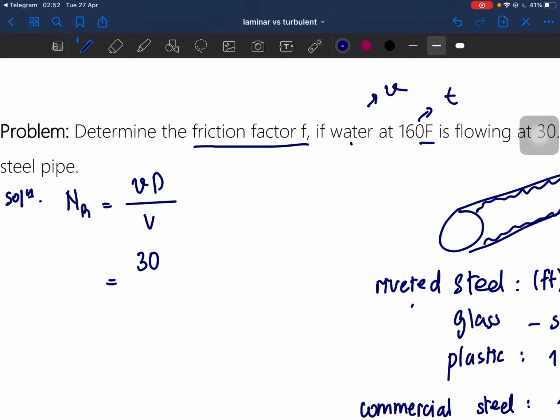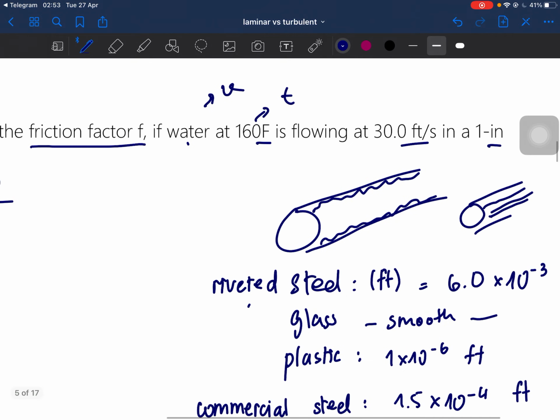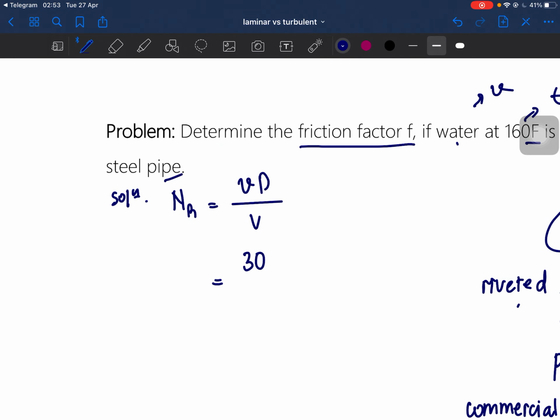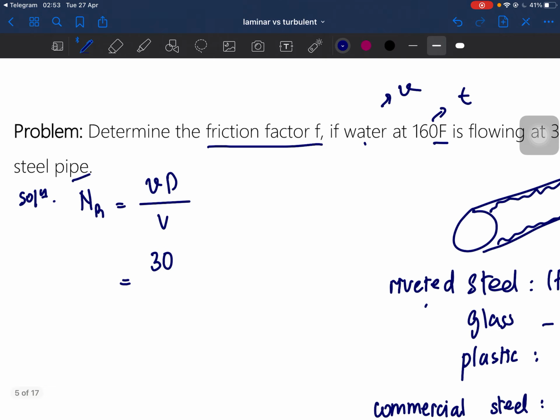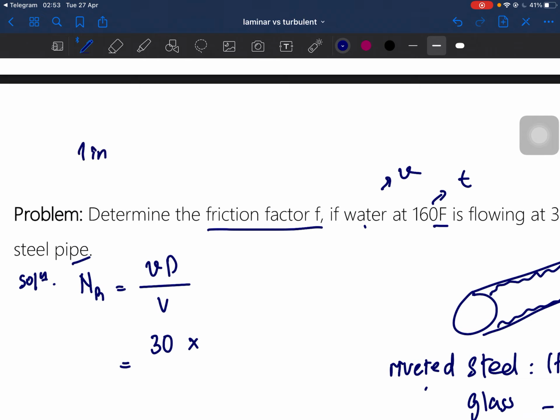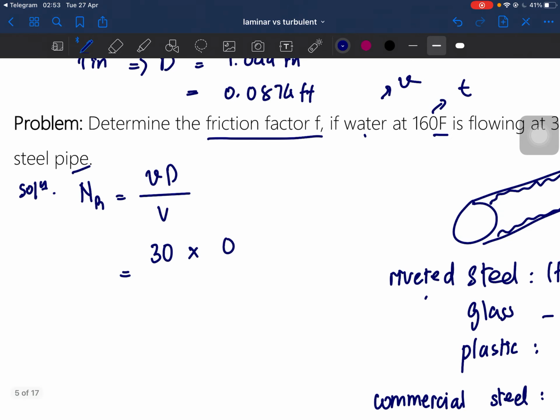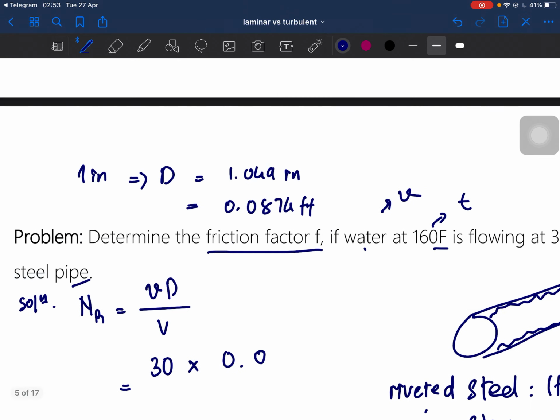So the 1 inch pipe has another real diameter, which is not the same as the one that is inside. So 1 inch here is equal to the actual diameter, which is 1.049 inch, and it is equal to 0.0874 feet. So now we use the feet. One foot is equal to 12 inches.